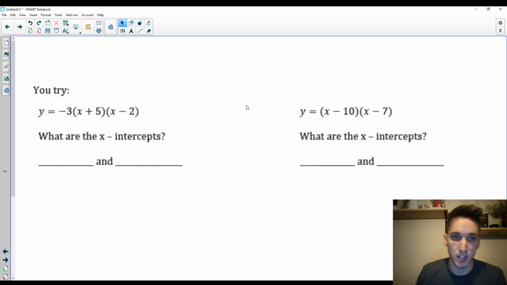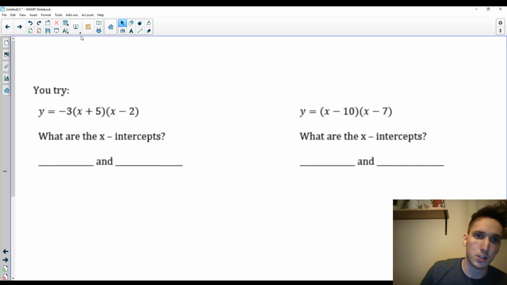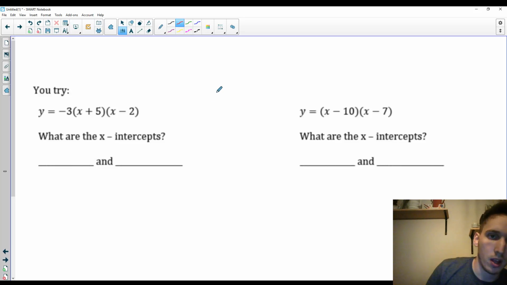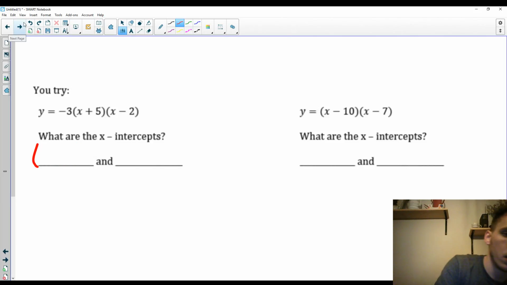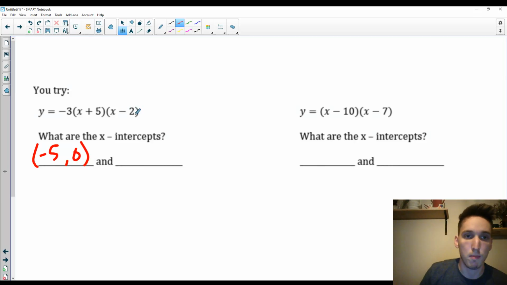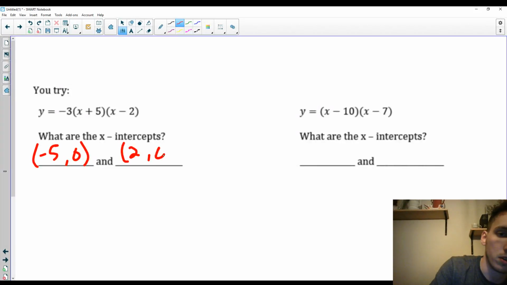All right, hopefully you paused the video. Let's find these answers and see if we start to catch on with what we're doing. So again, intercept form gives us the x-intercepts. So let's write the x-intercepts for this first equation right here. So plus 5 right here means an x-intercept of negative 5, 0. Let me rewrite that. Negative 5, 0. And a minus 2 here means an x-intercept of positive 2, 0.